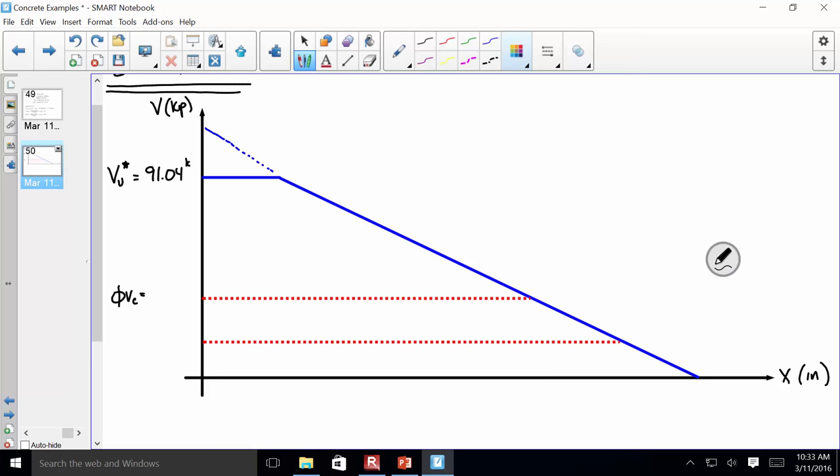These two red dashed lines, this is phi Vc, which was 37.95, and this is a half of phi Vc, which is 18.97. Is everybody okay with that? Yeah, you can start drawing now. Sorry.